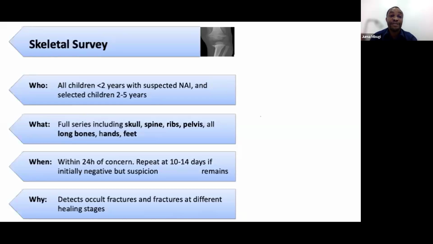And then you might need to repeat the skeletal survey within 10 to 14 days because you might detect some old healing fractures that were not detected initially. So why do you need to do a skeletal survey? Because you can detect occult fractures and fractures at different healing stages. And the need to repeat is because you might miss a minor fracture on radiographs, but it can be seen when it heals. So you can later come to see them.